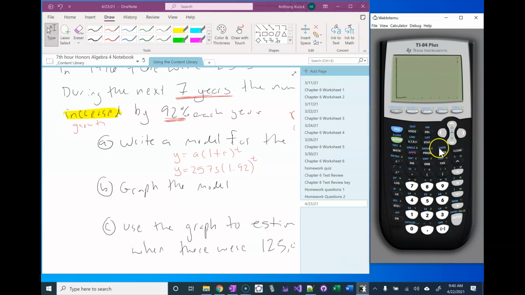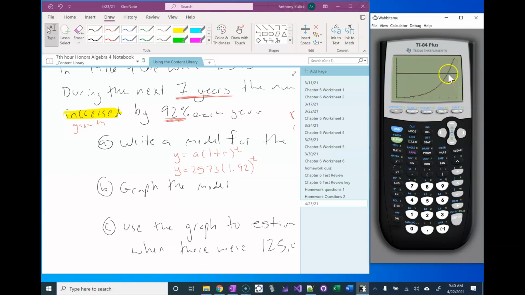So I'll hit graph now. So here's my exponential function coming in. So that's nice and pretty. To find the year when it was 125,000, I'm going to graph also y equals 125,000.